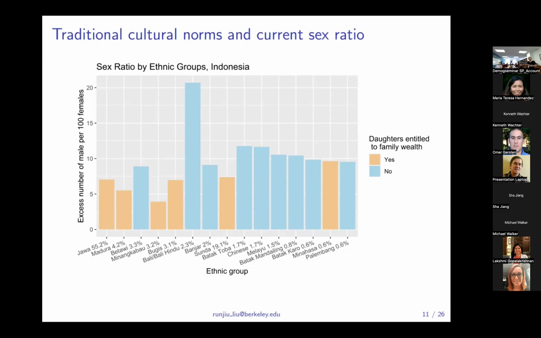Sure. I'm merging the Ethnographic Atlas data with the 2010 census, and for every single ethnic group, I can identify the traditional norms of the inheritance law. The Ethnographic Atlas data was collected mostly pre-World War II, so I measure that as a traditional norm belonging to that ethnic group. The takeaway of this figure is that there's a strong relationship between traditional cultural norms and current-day sex ratio.